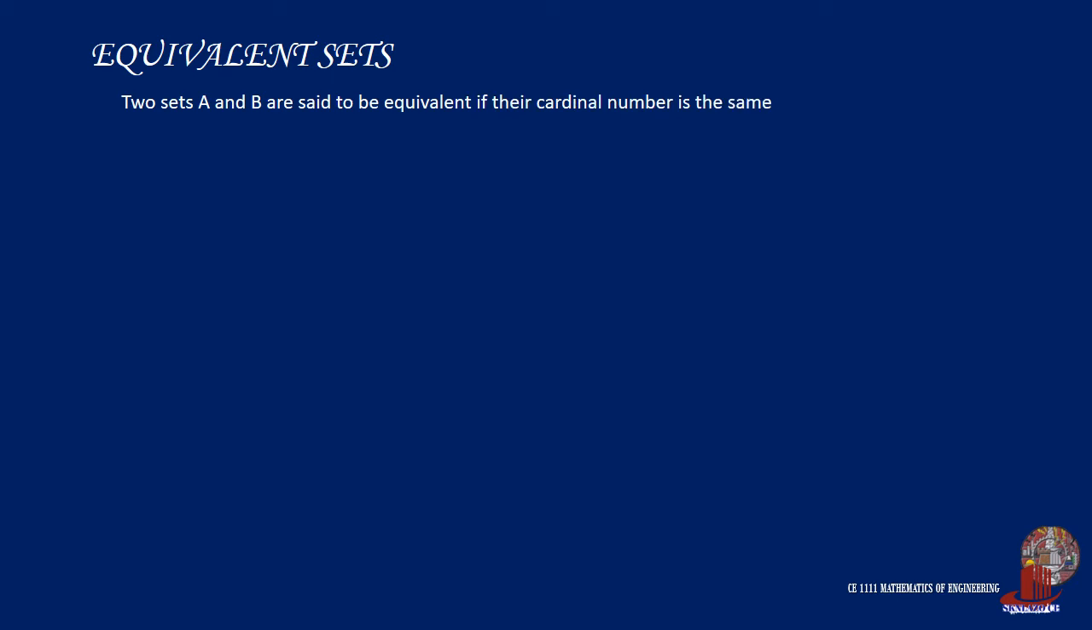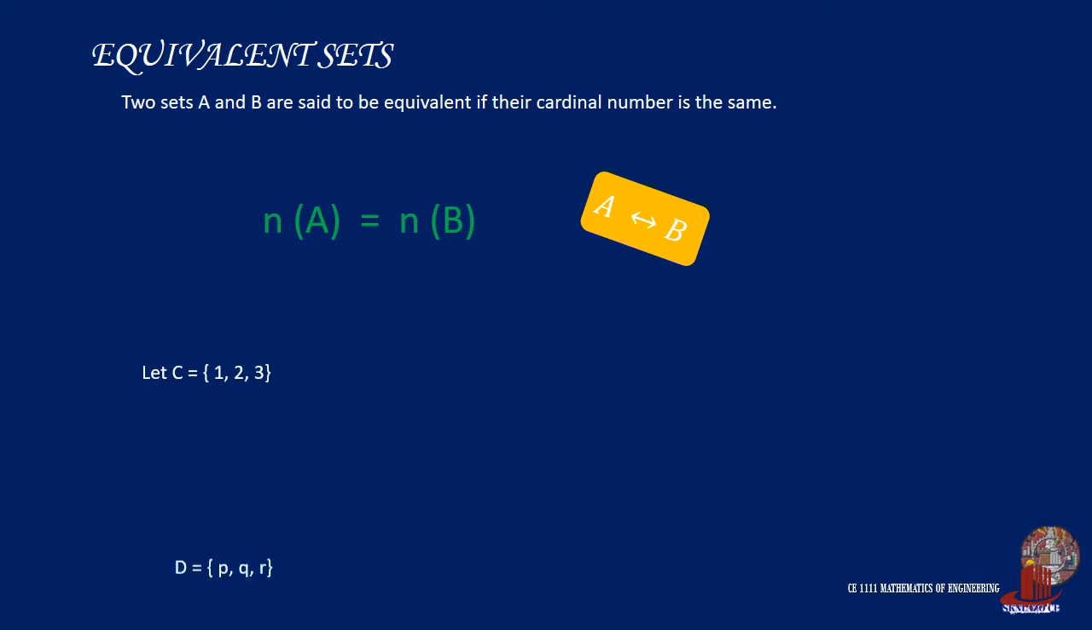The next kind of set is what we call equivalent sets. Two sets A and B are said to be equivalent if their cardinal number is the same. That is, cardinal number of set A is equal to cardinal number of set B. That would be denoted with this arrow. We can say that set A is equivalent to set B. Let's have an example where we consider set C as 1, 2, and 3. Set D would be letters P, Q, R. The cardinal number for set C would be 3, and the cardinal number for set D is also 3. Thus, we can say that C is equivalent to set D.